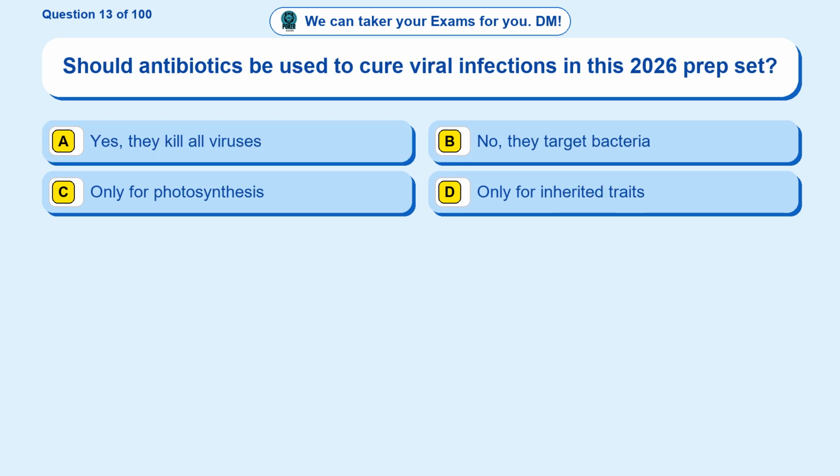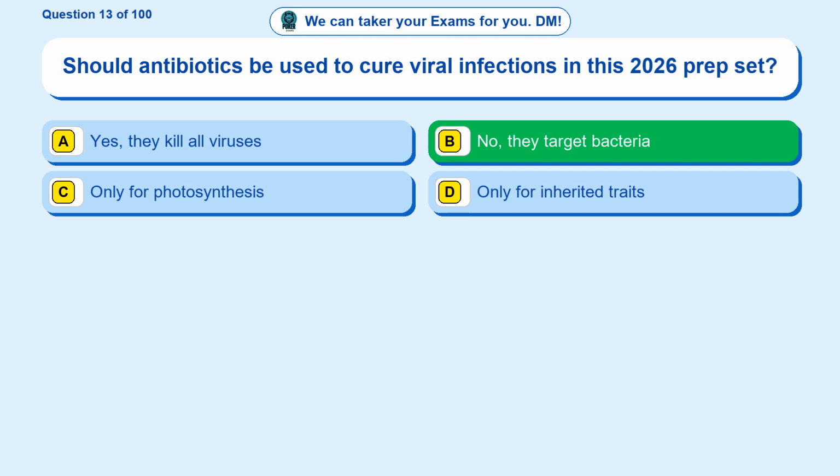Question 13. Should antibiotics be used to cure viral infections in this 2026 prep set? Option A. Yes, they kill all viruses. Option B. No, they target bacteria. Option C. Only for photosynthesis. Option D. Only for inherited traits.